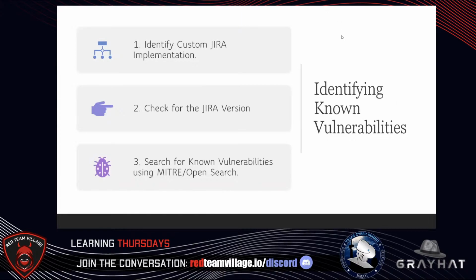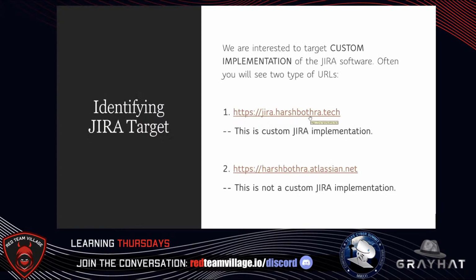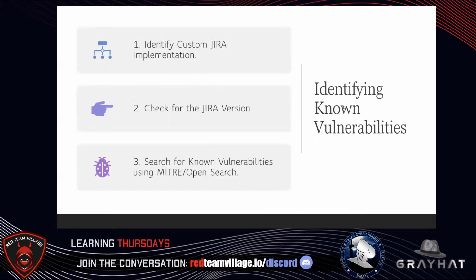Now, we will talk about identifying known vulnerabilities. The first thing is to identify the custom JIRA implementation. As I defined previously, there is a simple way to identify it: check if it's a subdomain of your main domain, let's say harshbothra.tech in this particular case. We are really not interested in some subdomain of Atlassian.net. We are particularly interested in some subdomain of our target host itself.